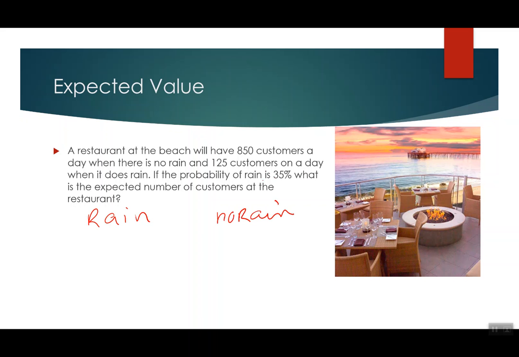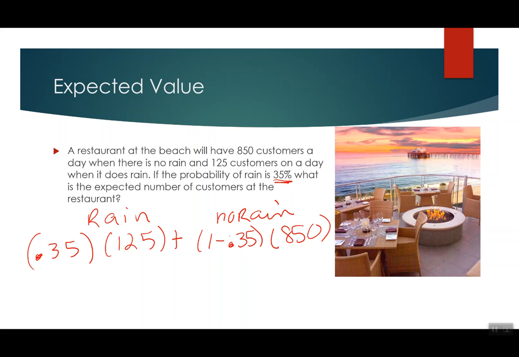So if it rains, we said the probability of rain is 35%. That's 0.35. And if it does rain, they'll have 125 customers. Plus, if it doesn't rain, it's 1 minus 0.35, which will be 0.65, and then there'll be 850 customers. So we're going to multiply these things together, 0.35 times 125, and then 0.65 times 850. I put this in the calculator, 0.35 times 125 plus 0.65 times 850, and I got 596.25.